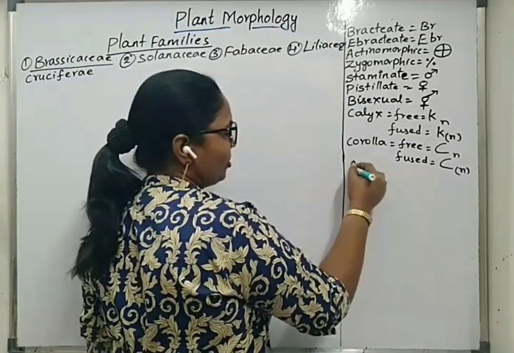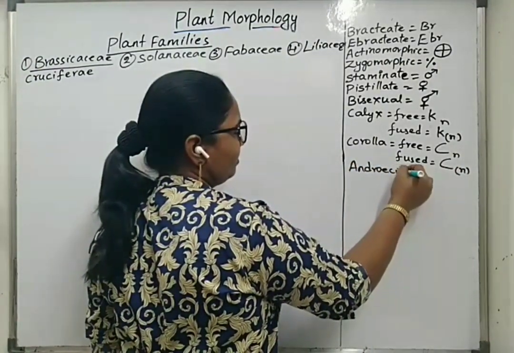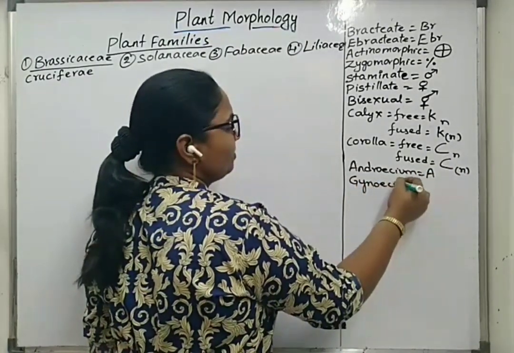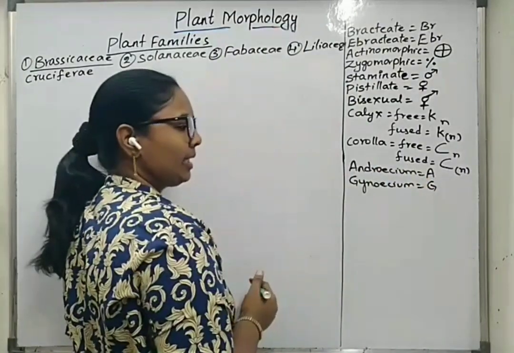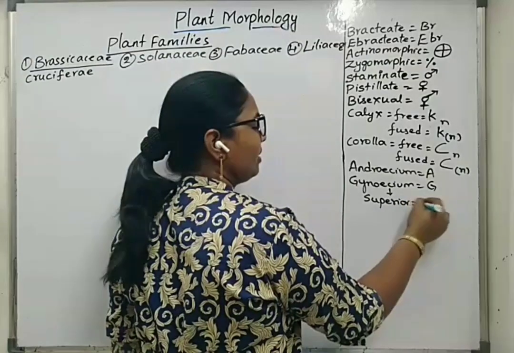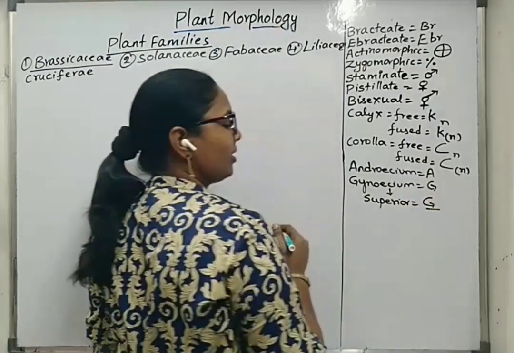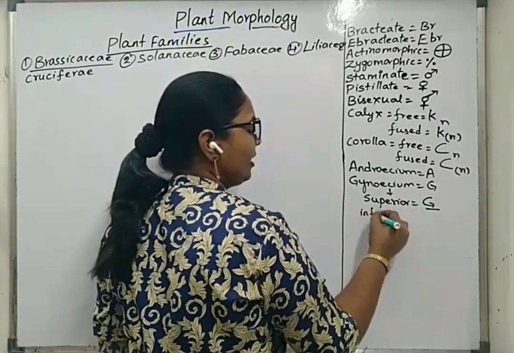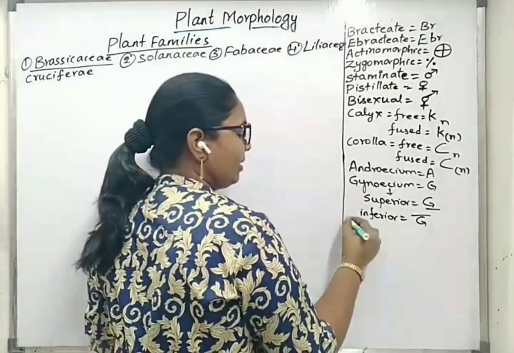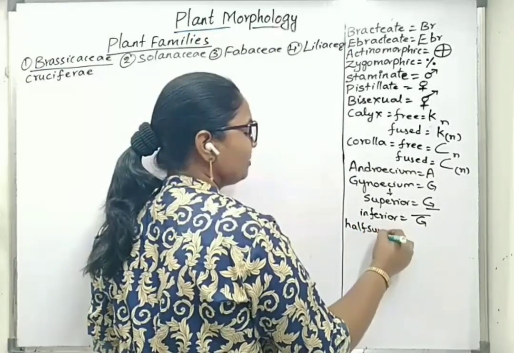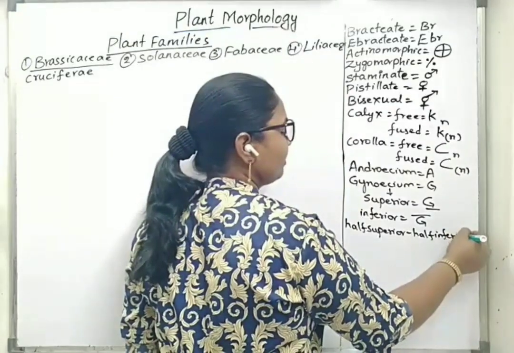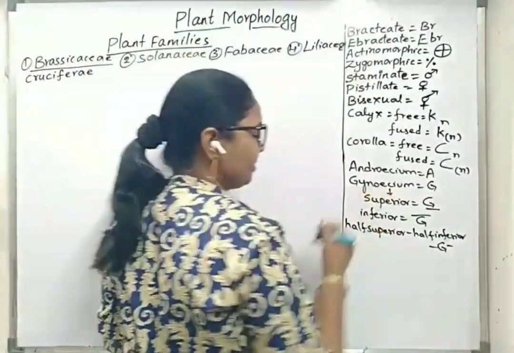Next one, androecium. It is represented with capital E. Gynoecium is represented with capital G. In case of gynoecium, if gynoecium is superior, then we represent capital G on top of the line. If it is inferior, we represent a line and G at the bottom part. If gynoecium is half superior, half inferior, then it is represented like this.